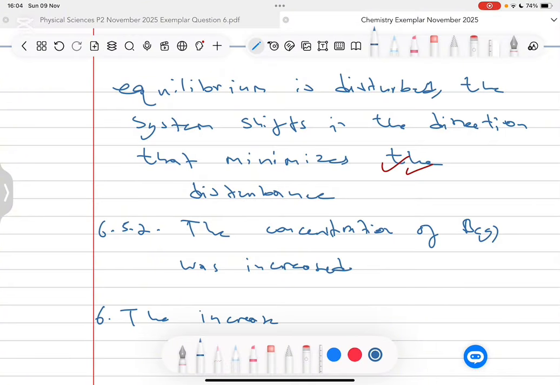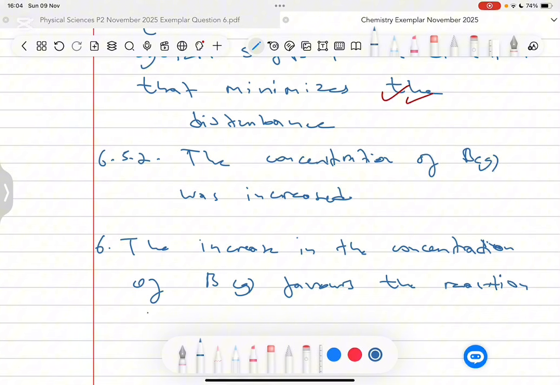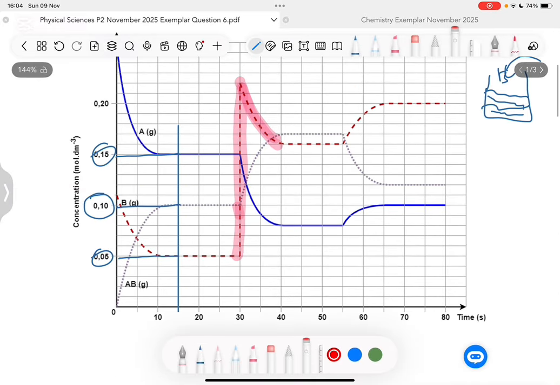the increase in the concentration of substance B favors the reaction that decreases the concentration of B. What I've just written down here, really, I'm saying that the increase in B will favor a reaction that will cause a decrease in the substance B. Because we've increased this, we have to cancel this increase by decreasing it. It's like it's the opposite. That's what Le Chatelier's principle is saying, really.